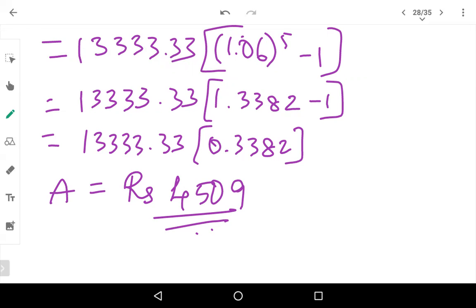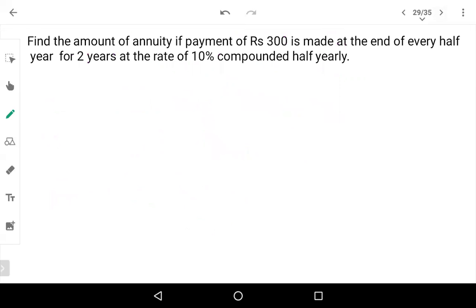Now these were the questions with end of the period. Now let us go to the next question and understand how to solve this. Okay, now this question is also for the end of the period, but the change in this question, let us read the question to understand that once.